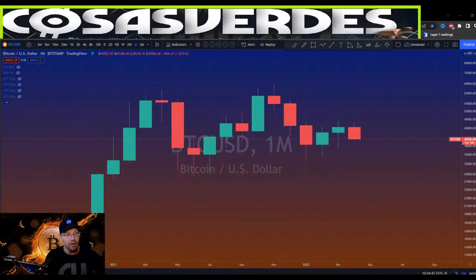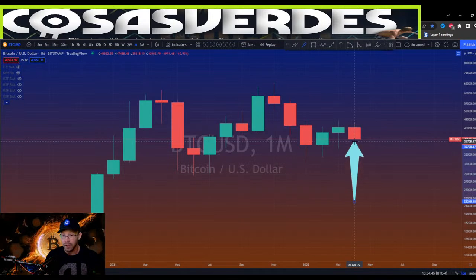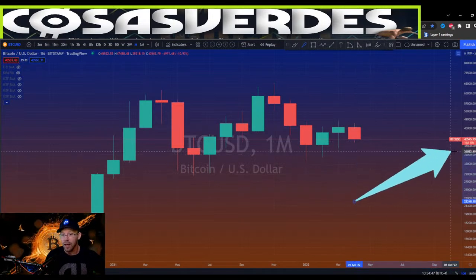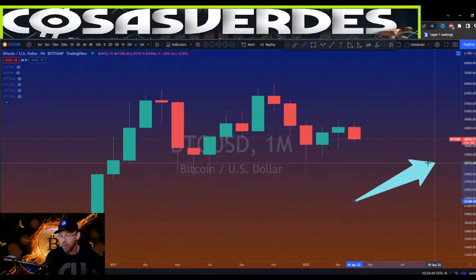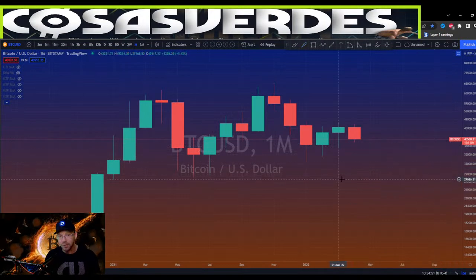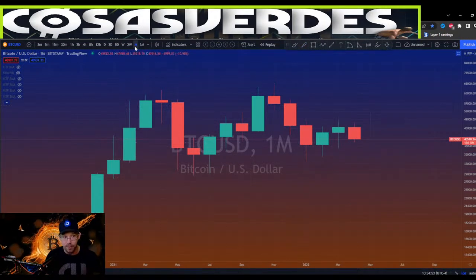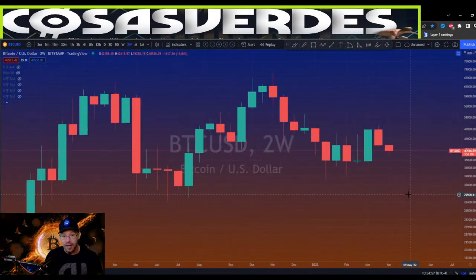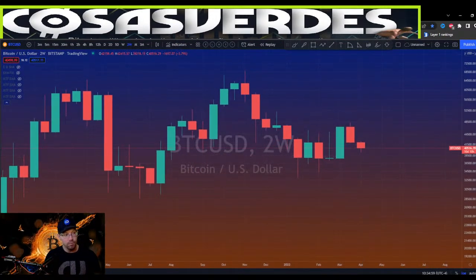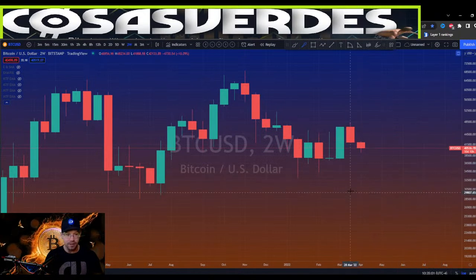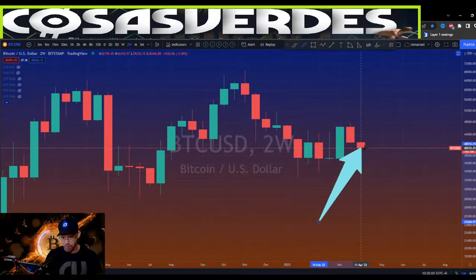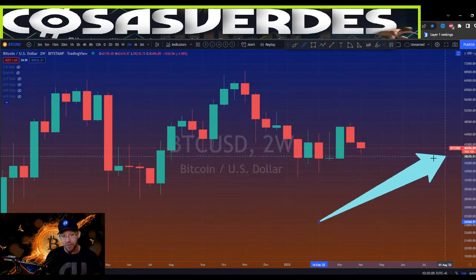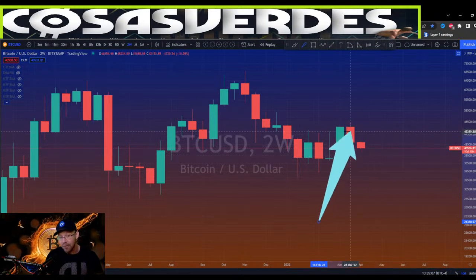Here we have the monthly candle. Clearly it's red, but how many days are left in this candle closure? It's about halfway through the month, so 16 days left, red, halfway through the month. The 2 week is only 3.5 days in, and it's obviously red, a fairly fresh candle coming in after a previous red candle.